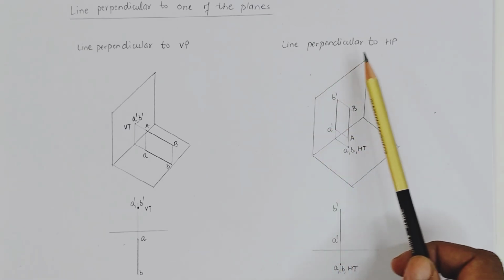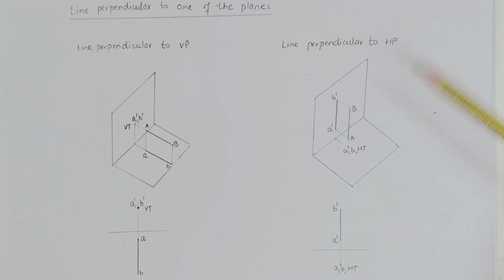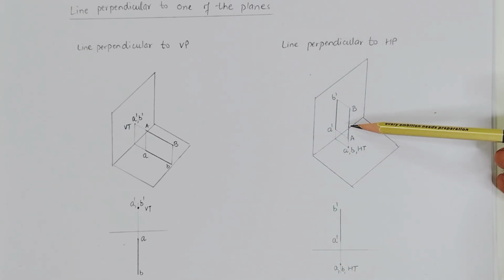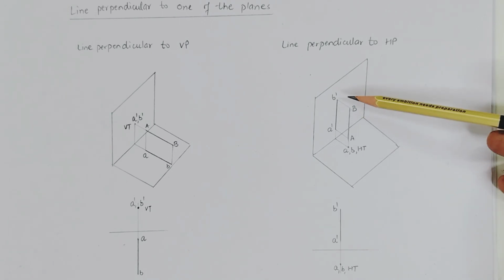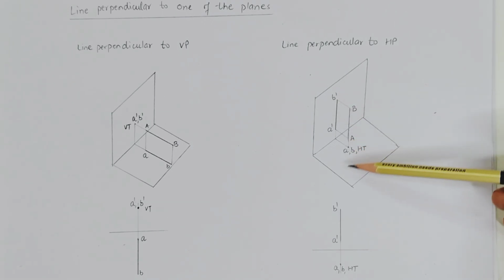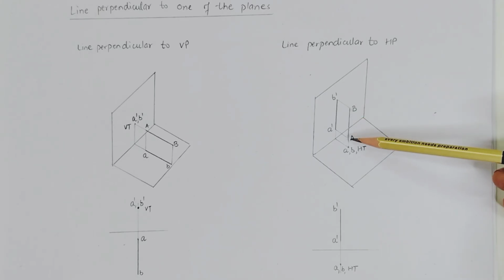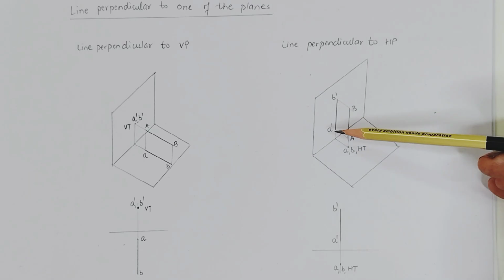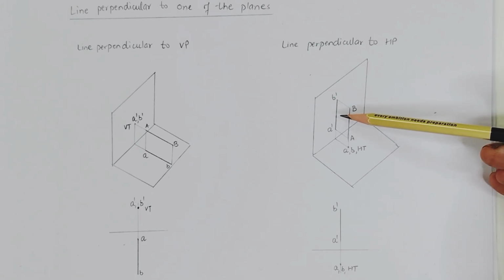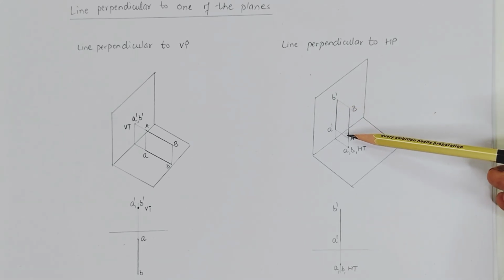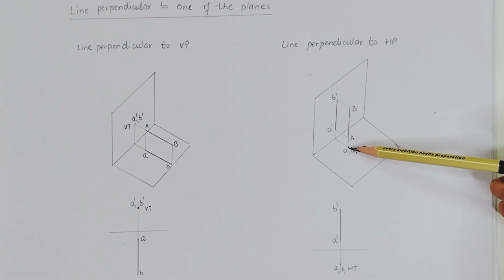Next is the line perpendicular to the horizontal plane. In this case, the line AB is parallel to the vertical plane and perpendicular to the horizontal plane. When we view from the top side, A and B coincide, so A comma B is the top view and A dash B dash is the front view. Similarly, when we extend this line, it intersects the horizontal plane at the common point A and B.